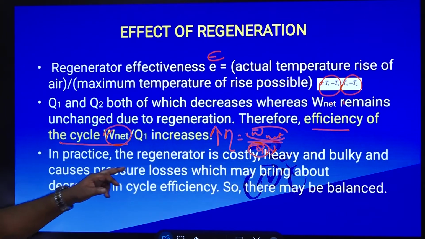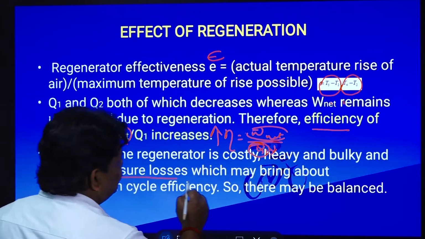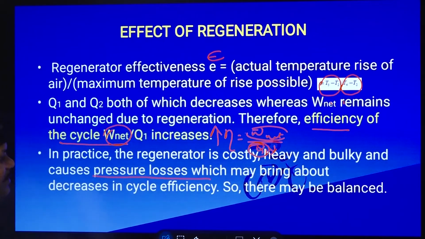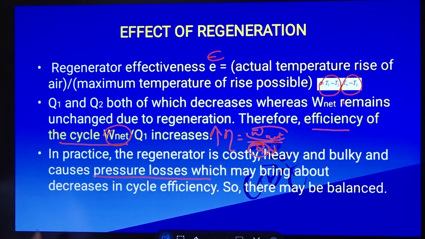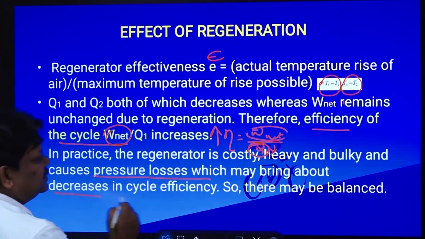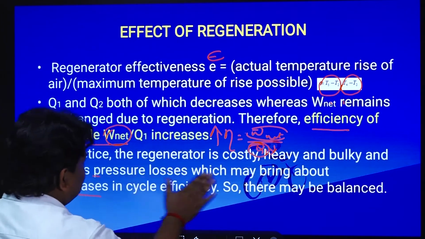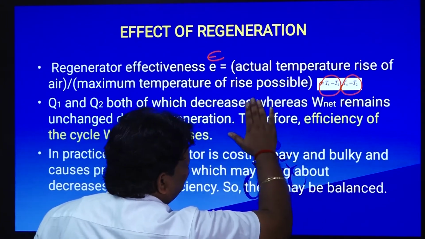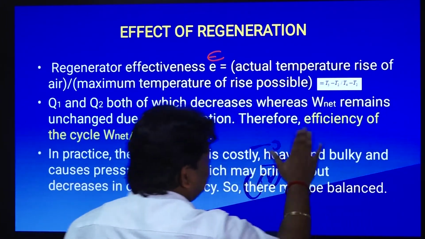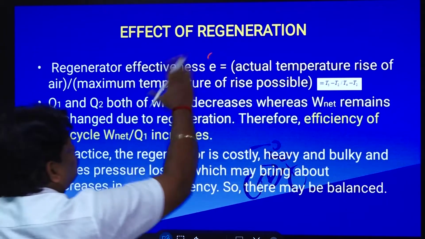In practice, the regenerator is costly, heavy and bulky and causes pressure losses. So the demerits of this regenerator are that it causes pressure losses, which may bring about a decrease in the cycle efficiency and so will affect the performance. So this has to be balanced. You have to balance this system.